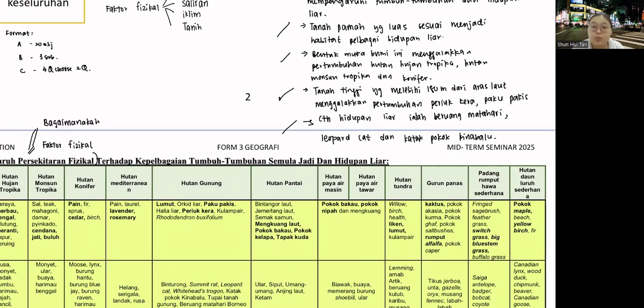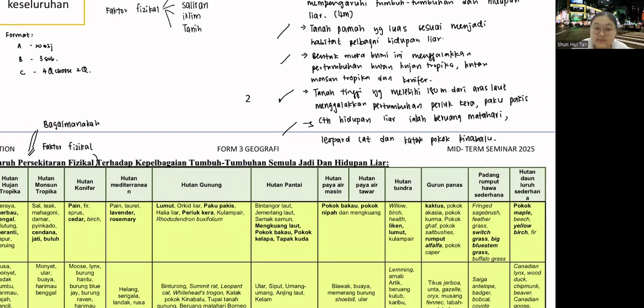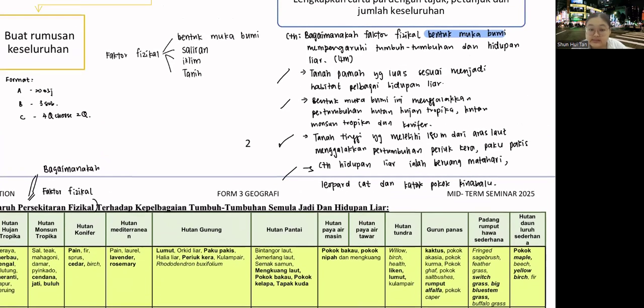Now, this is how they want you to explain. Of course, I gave you a 4 marks answer. They might be very specific on the particular forest. So this is how you explain if they ask you bentuk muka bumi, very specific.